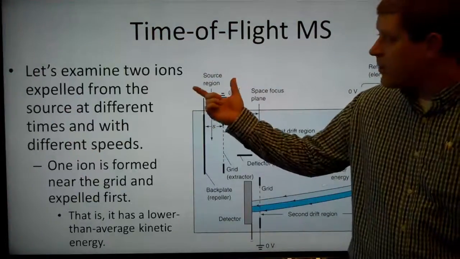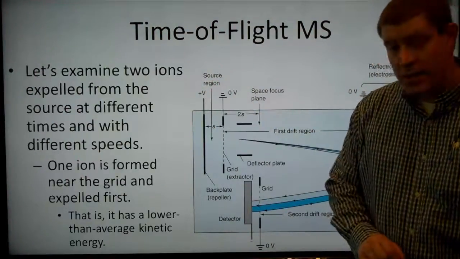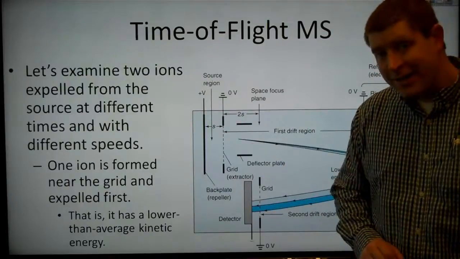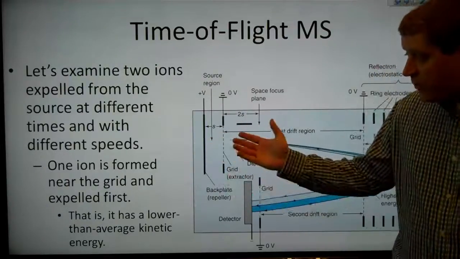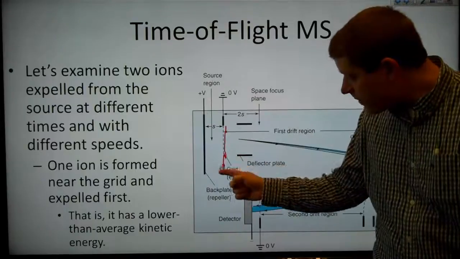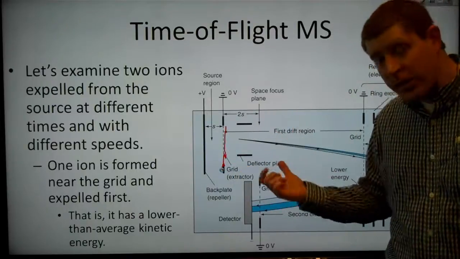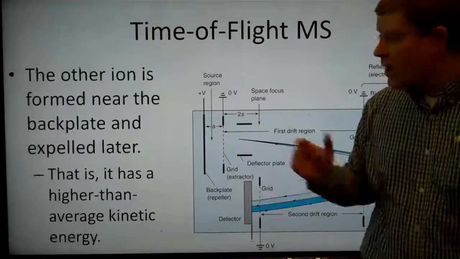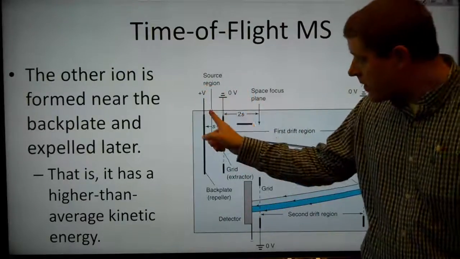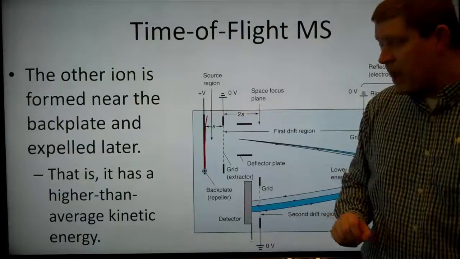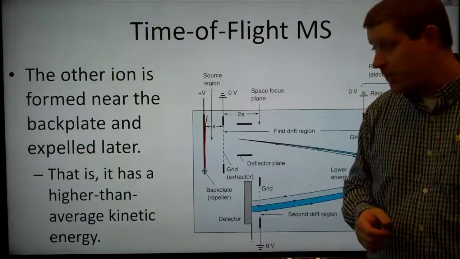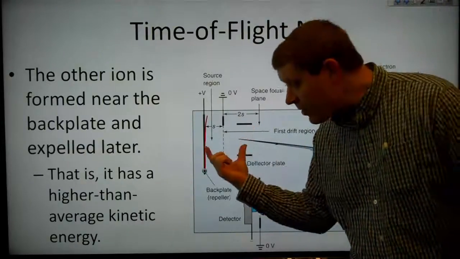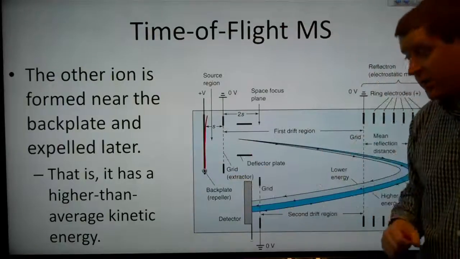So let's examine two ions that are expelled from the source at different times and with different speeds. One ion is formed near the grid over here, and it's going to be expelled first. That is, it has a lower than average kinetic energy. Our other ion is going to be formed nearer the backplate, and it's going to be expelled later. That is, it's going to have a higher than average kinetic energy as it travels down the drift tube.